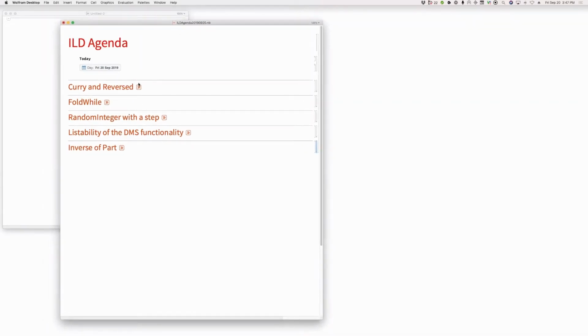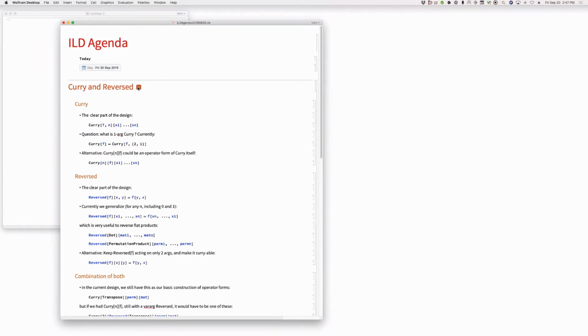Okay, for people joining this live stream, we are talking about incremental language development for Wolfram Language, and we have a variety of topics today. Let's start with curry and reversed. So this is another iteration to the design of curry and reversed, which are very close to each other. What we agreed last time was the first lines of each of them.